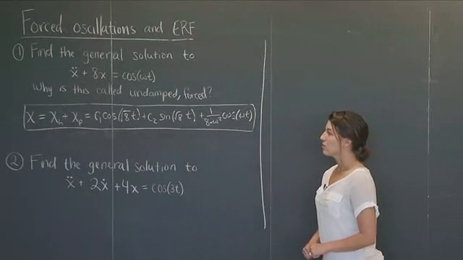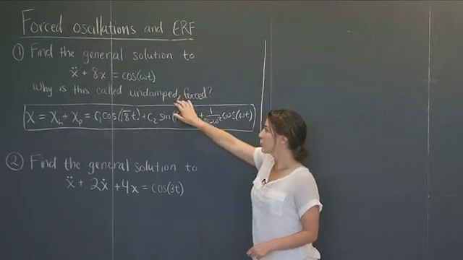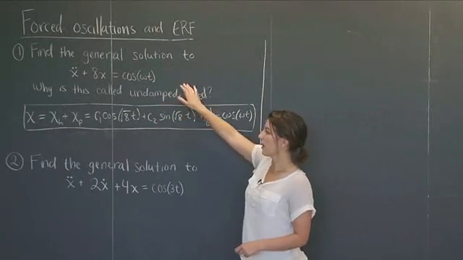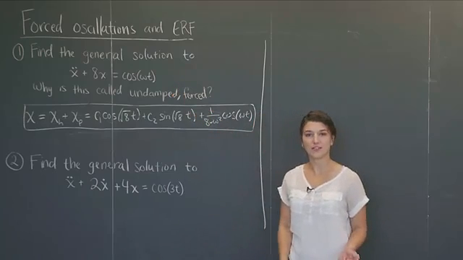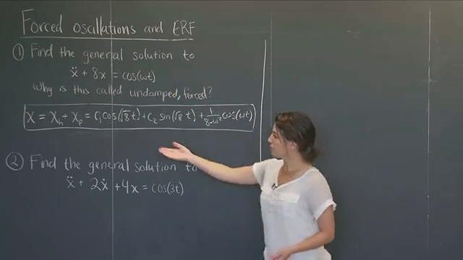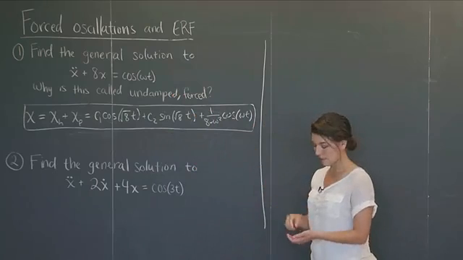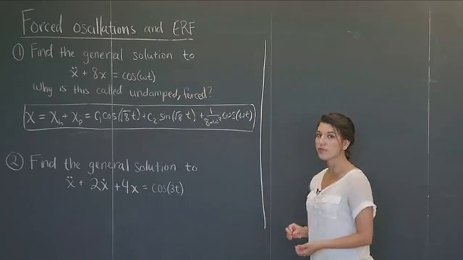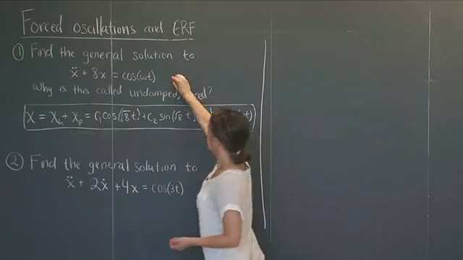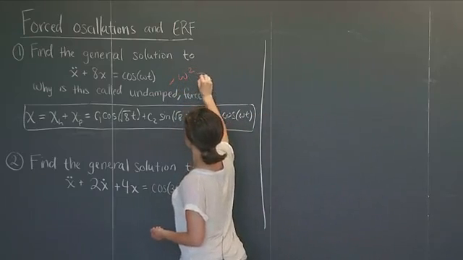OK, so we just solved an undamped forced ODE. This is actually an equation for a forced harmonic oscillator. We found the general solution to be this expression. But remember that this was only for the case when omega squared is not equal to 8.